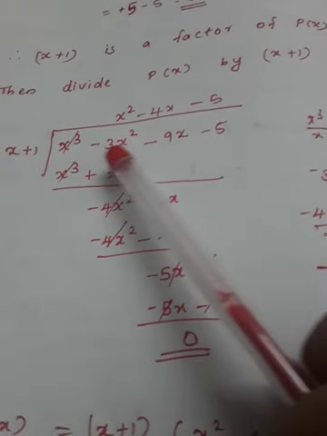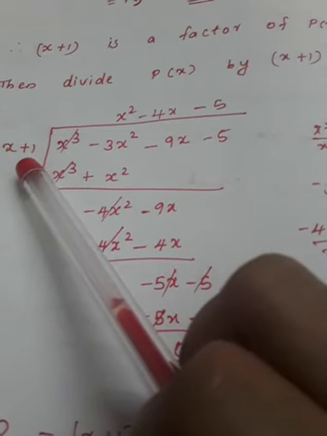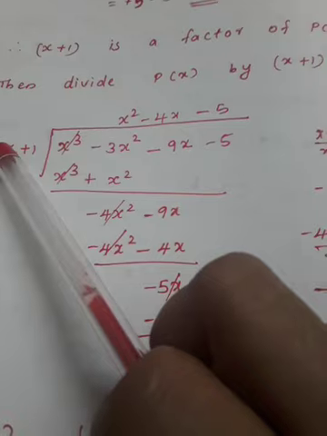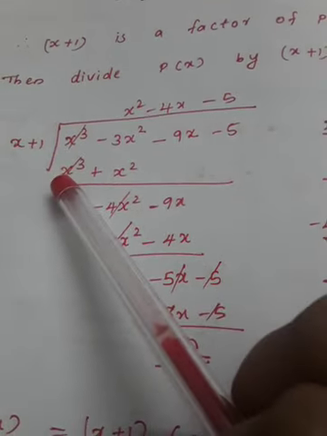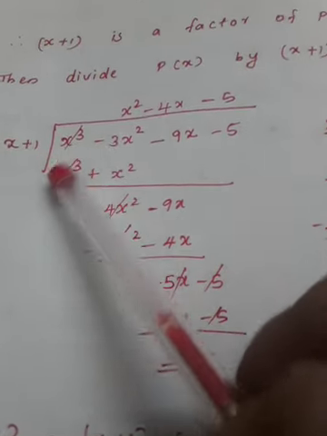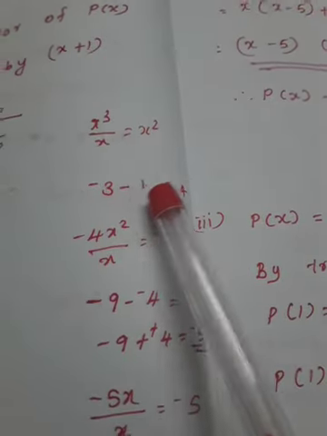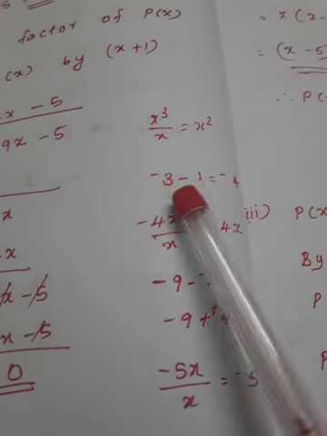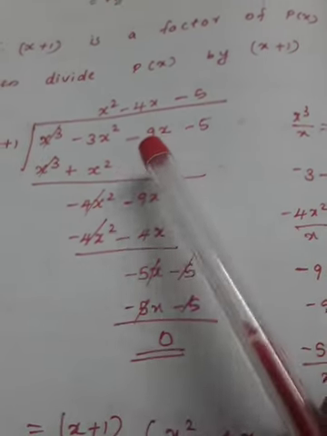The next step is we want to do the long division. x cube minus 3x square minus 9x minus 5 divided by x plus 1. So x cube by x is x square. Then x square into x plus 1: x square into x is x cube, plus x square into 1, x square. Then subtract, this will be cancelled. Negative 3 minus 1, negative 3 minus 1 means negative 4. Okay. You want to do the calculation. Then negative 4, then x square is common, that we need to write.